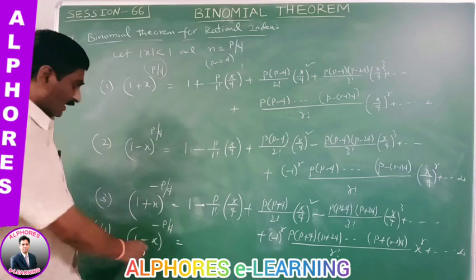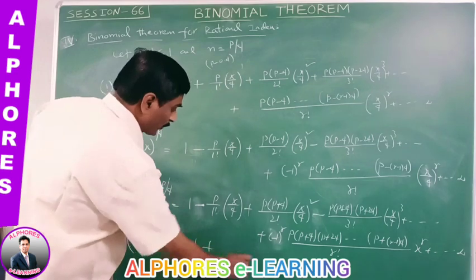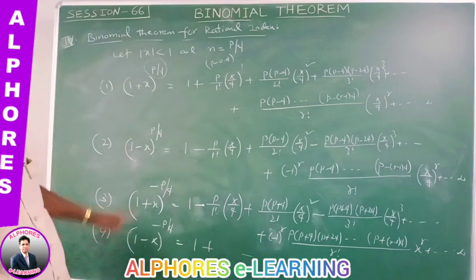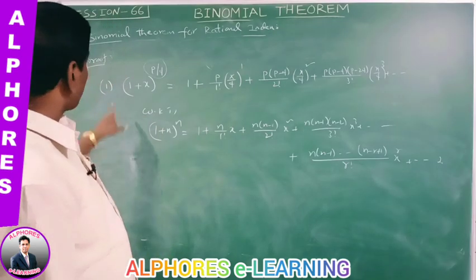Please observe these values: here minus, here minus. That means we get all positive values. The same formula, all values are positive. Write this down. Okay, now we prove the first formula.